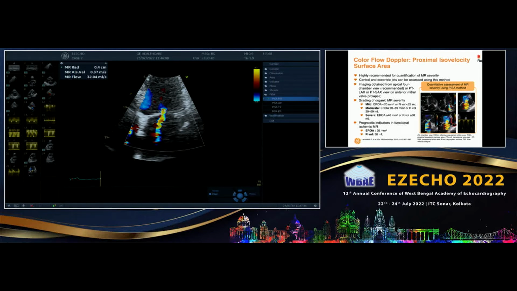Always look at the origin of the jet for the severity. Don't look at how far it is going. If this origin was not there, a severe jet which is going out of this imaging field can look mild also.